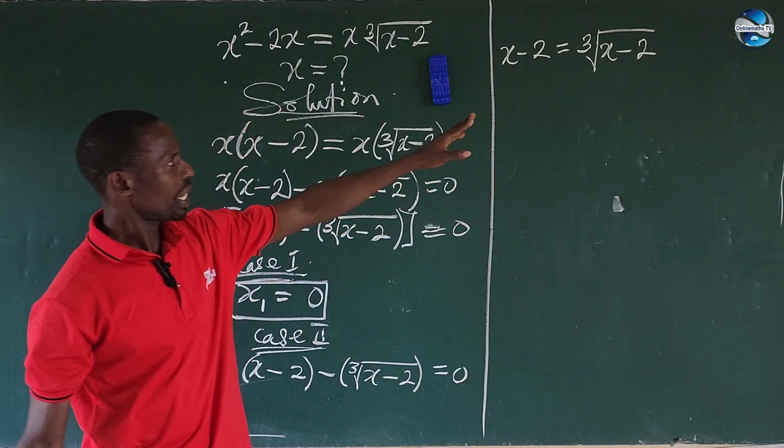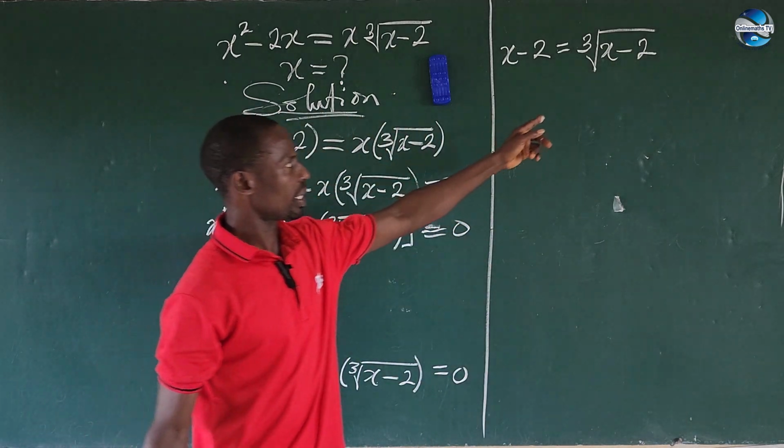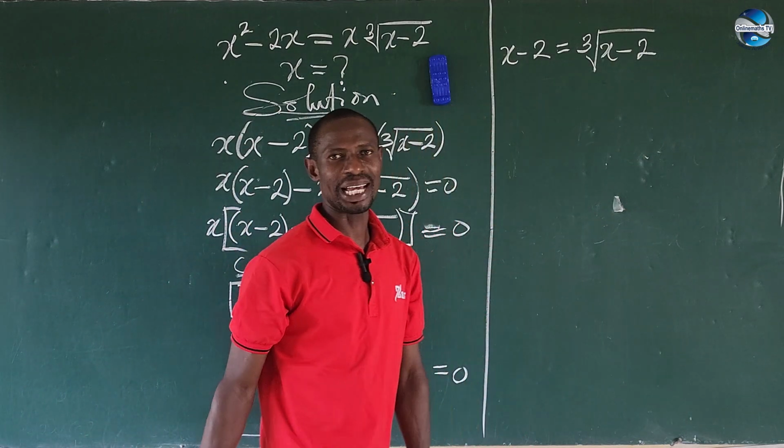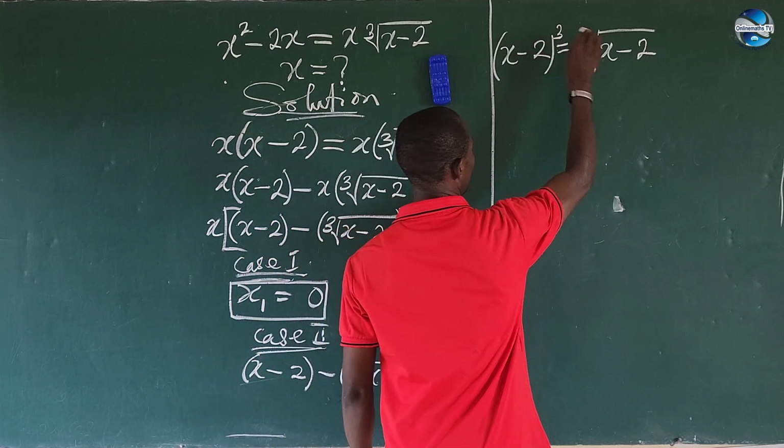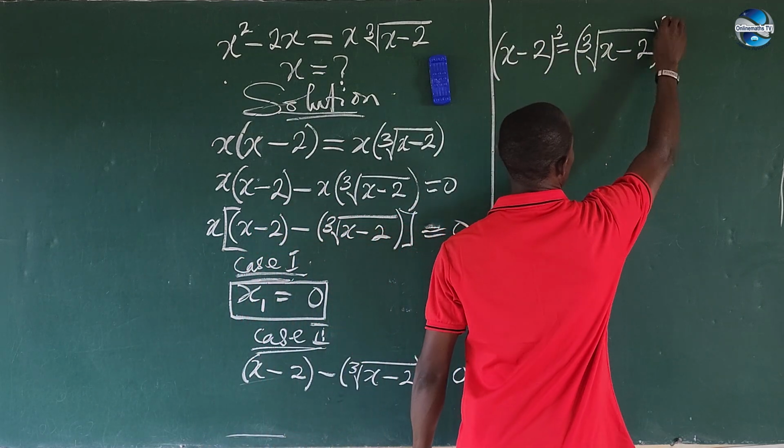How do we now eliminate the radical cube root here? How do we eliminate this? We take the cube of both sides of the equation, right? So from here, let's take this to the power of 3. And at the same time, we take this to the power of 3.